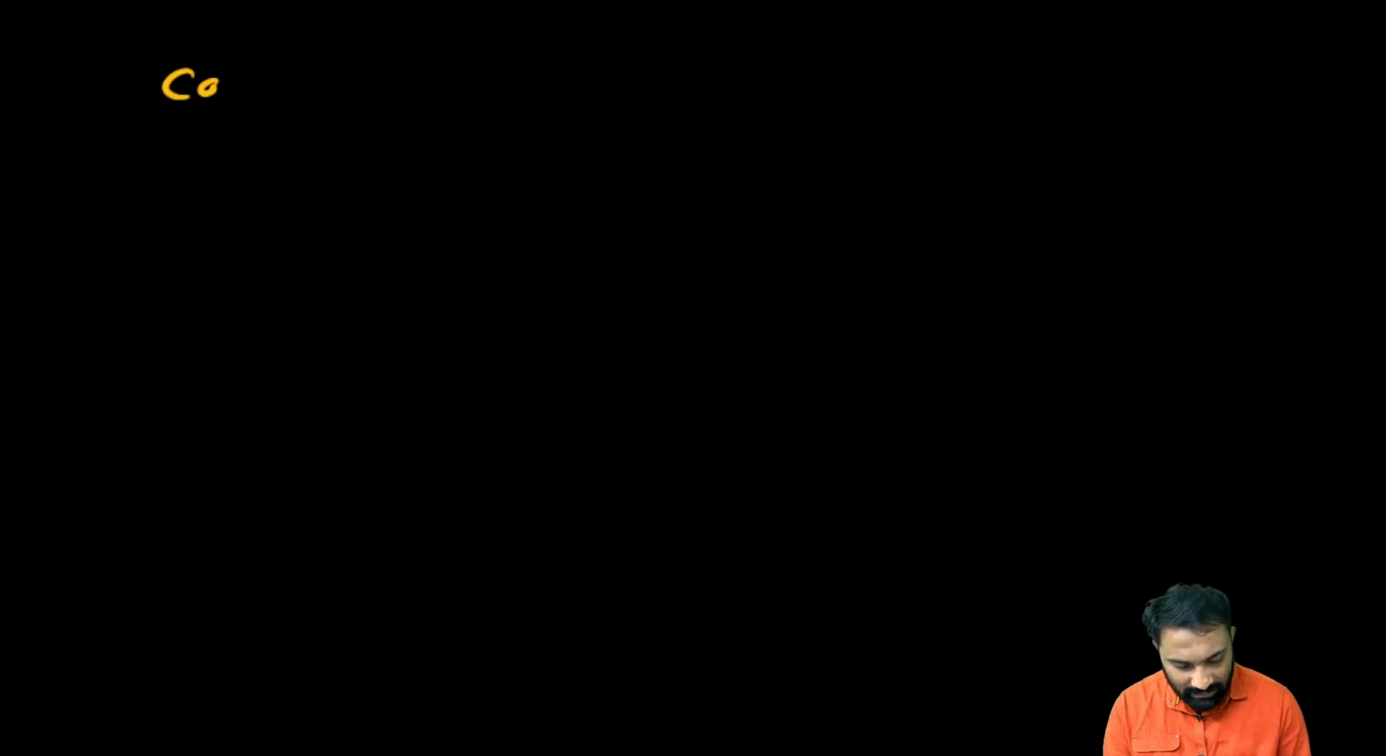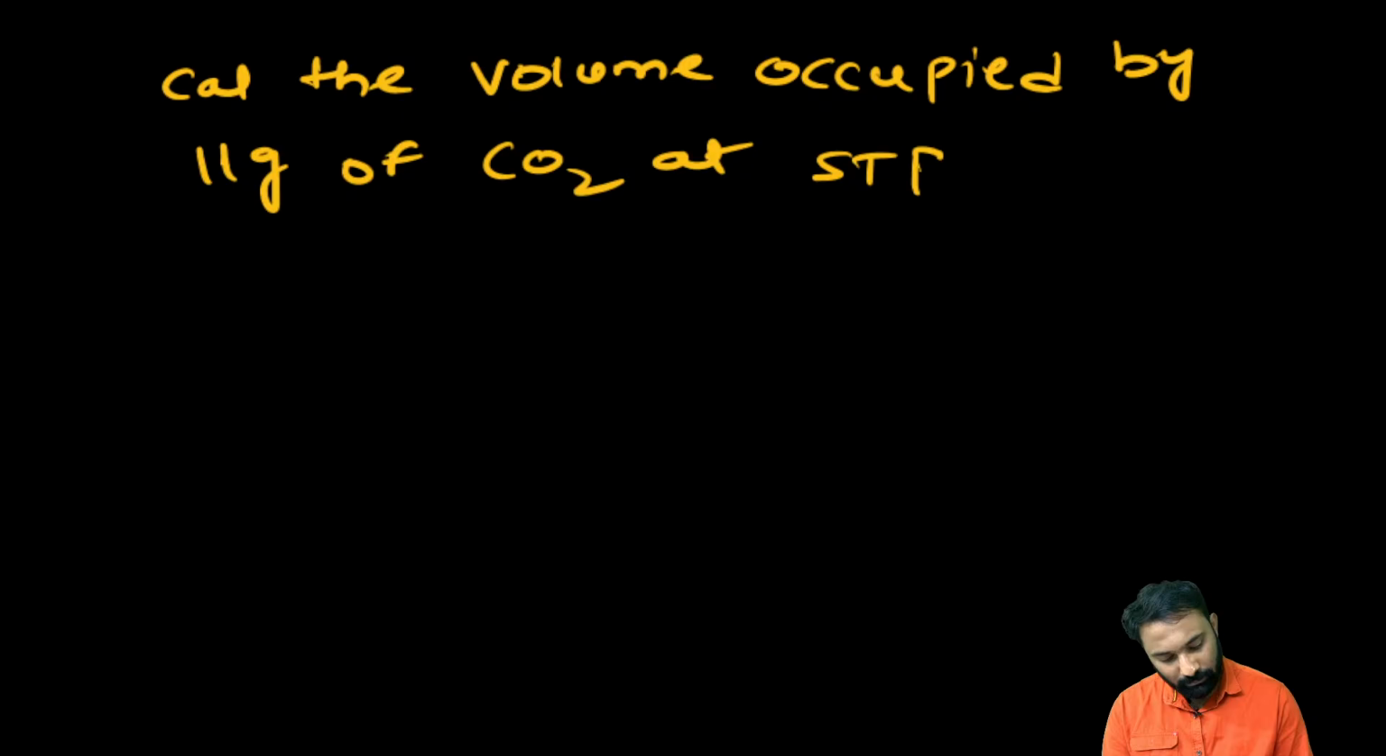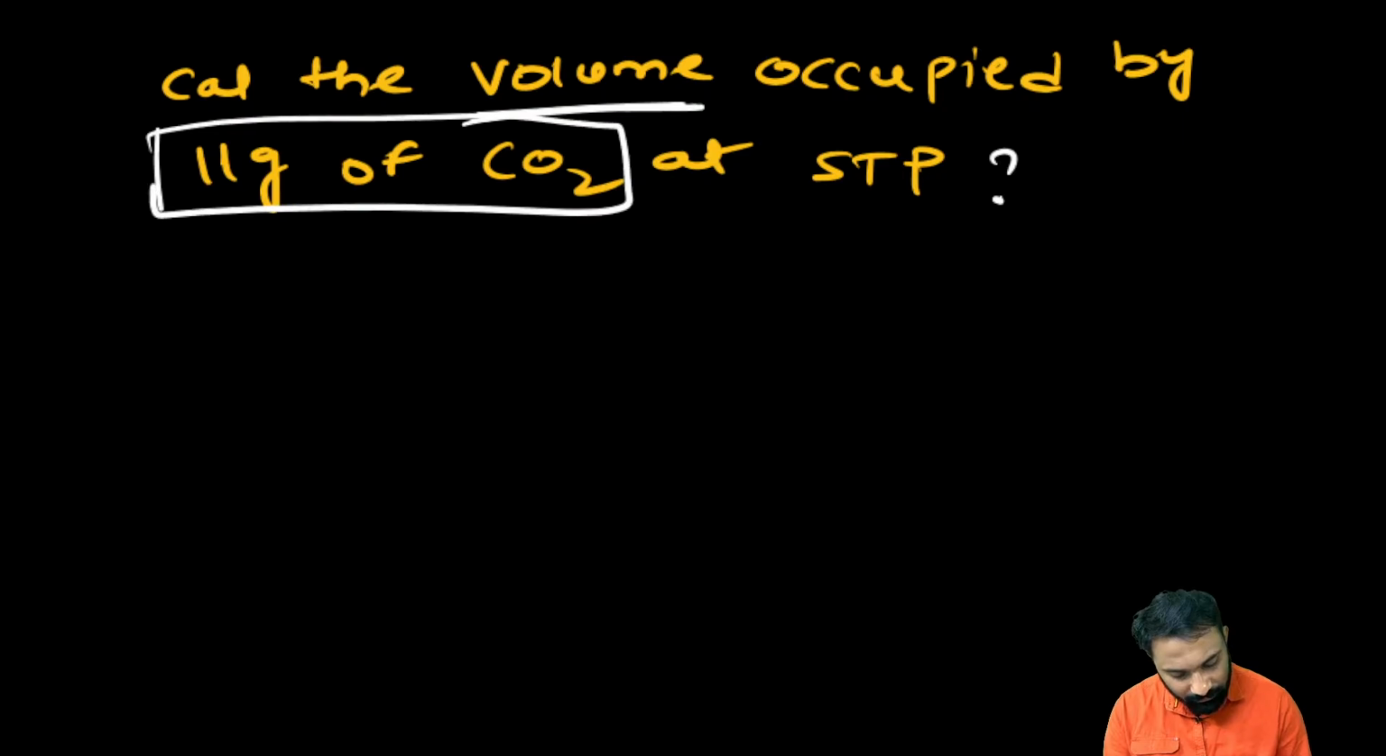Let's calculate the volume occupied by 11 gram of CO2 at STP. My dear friends, first you see the question terminology. What terminology you have to cross check. He is asking for volume. The data they have given is on the basis of weight. Asking volume.